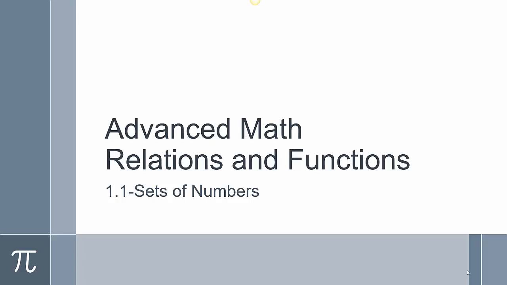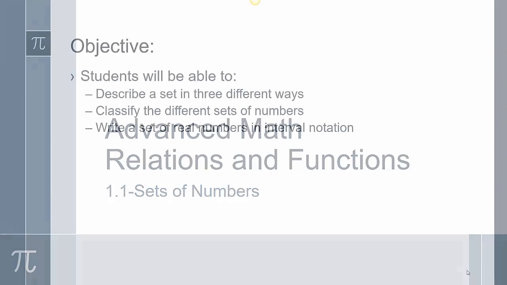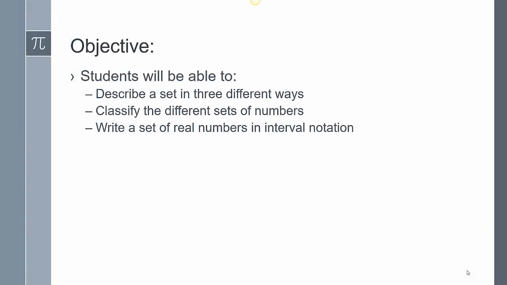It's going to be the overall topic of relations and functions, and so it's going to be section 1.1, and we're going to examine sets of numbers. So these are going to be the different objectives that we're going to be looking at. Our first objective says that you guys will be able to describe a set in 3 different ways. You're going to be able to classify the different sets of numbers, and then we're also going to write a set of real numbers in interval notation.